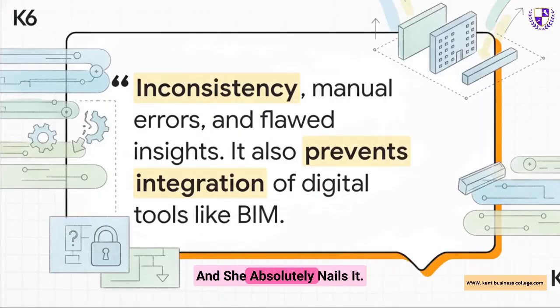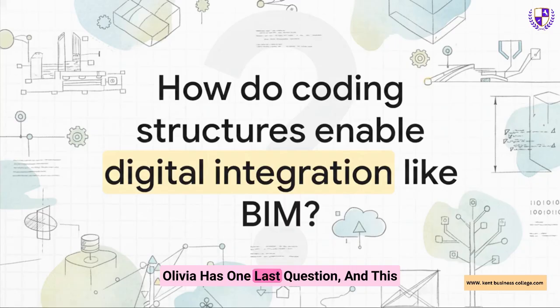And she absolutely nails it again. She points out the immediate problems, data being all over the place, manual errors, making bad calls. But then she adds that extra strategic layer, that it stops you from adopting new tech like BIM. That shows she's not just thinking about today, she's thinking about the future. That's deep understanding. Olivia has one last question, and this one's all about looking ahead.